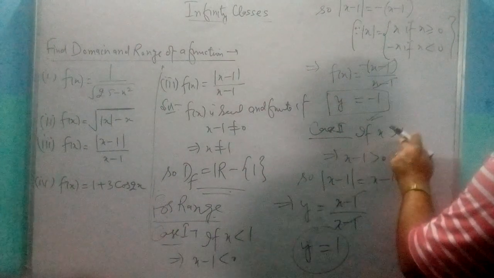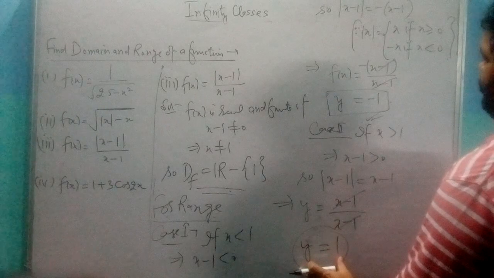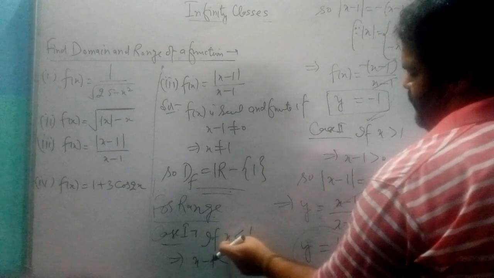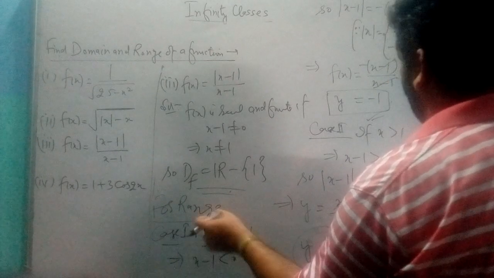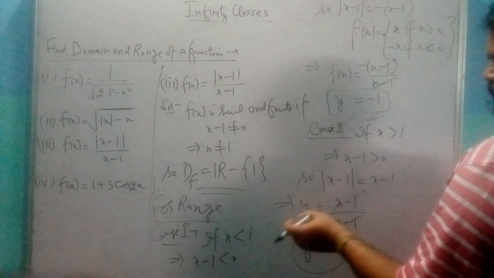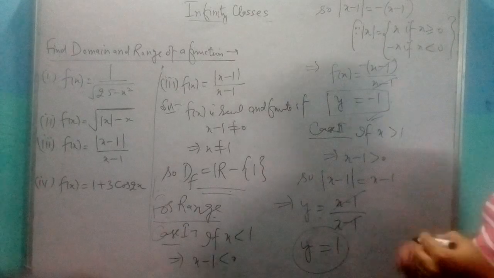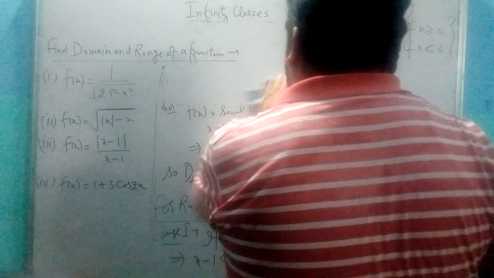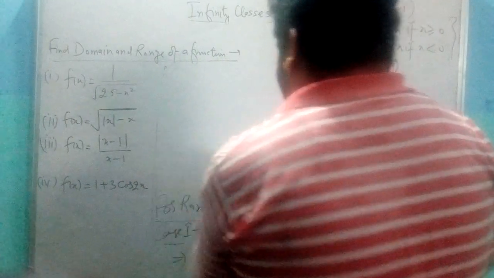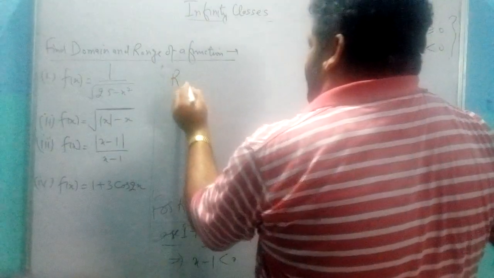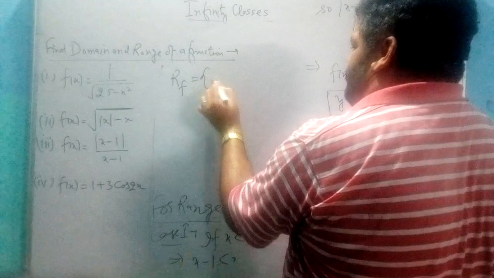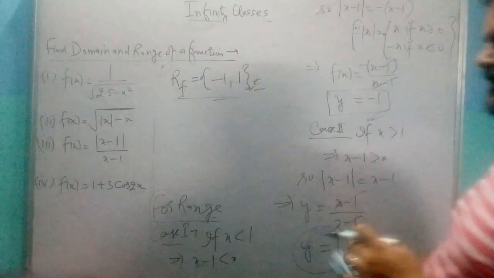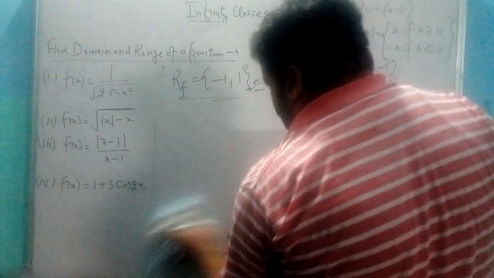When x is greater than 1, it is either 2, 3, 4, y comes out to be 1, and y is minus 1 when x is less than 1. Less than 1 means it may be 0, minus 1, minus 2, minus 1.5, then it is minus 1. So range of f is, it contains only 2 points, minus 1 and plus 1. This range contains only 2 points, minus 1 and plus 1.